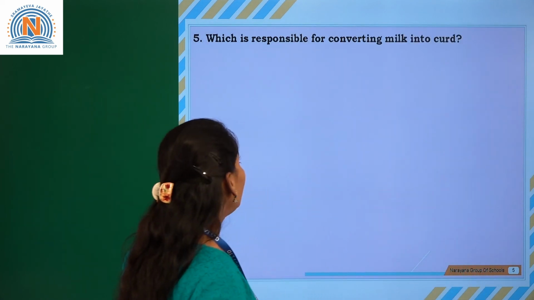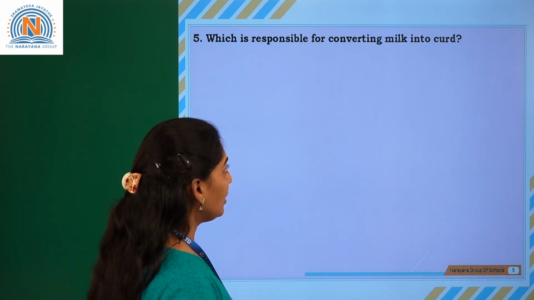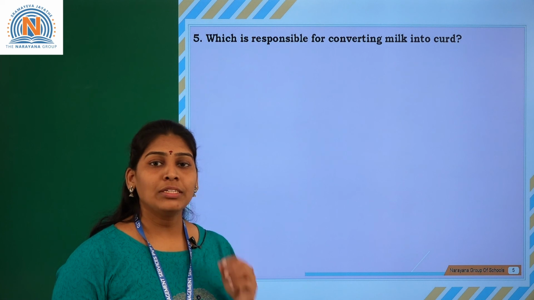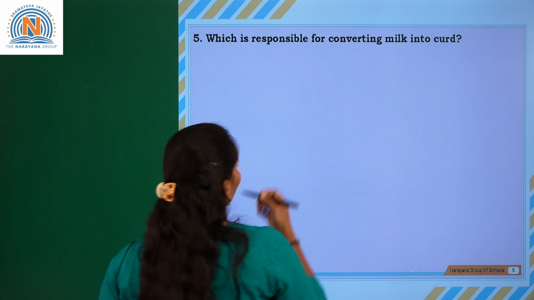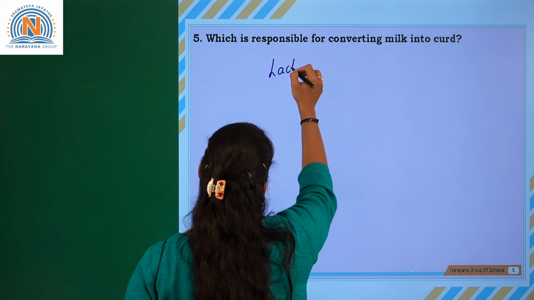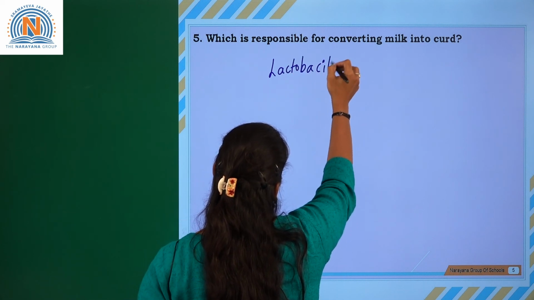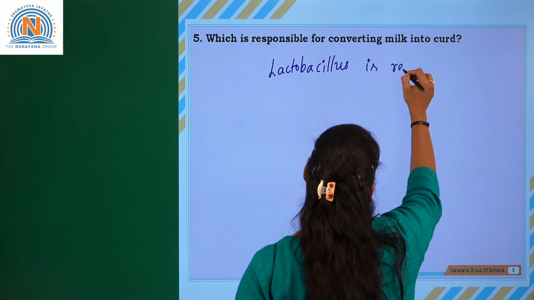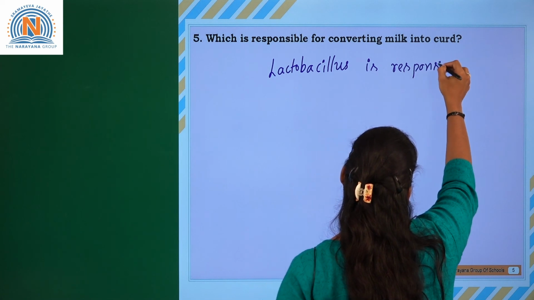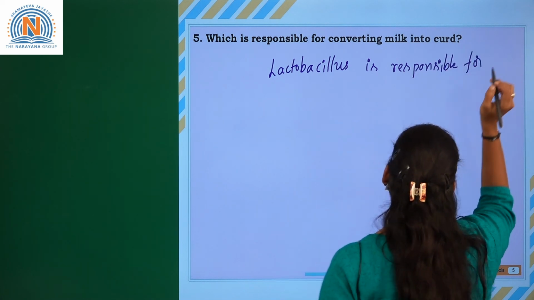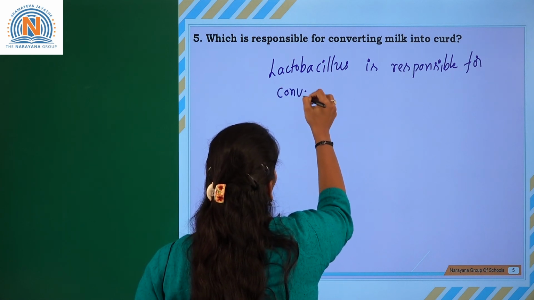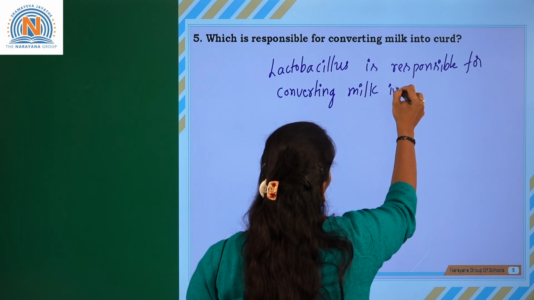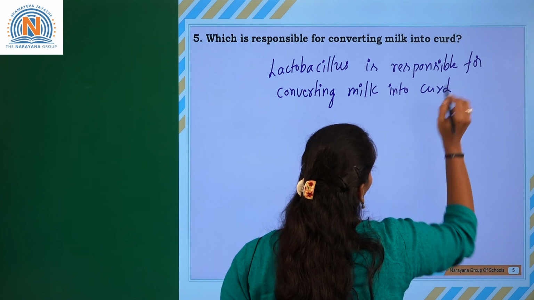The next question: which organism is responsible for converting milk into curd? They are asking this question. Lactobacillus is responsible for converting milk into curd. Lactobacillus bacteria is responsible for converting milk into curd.